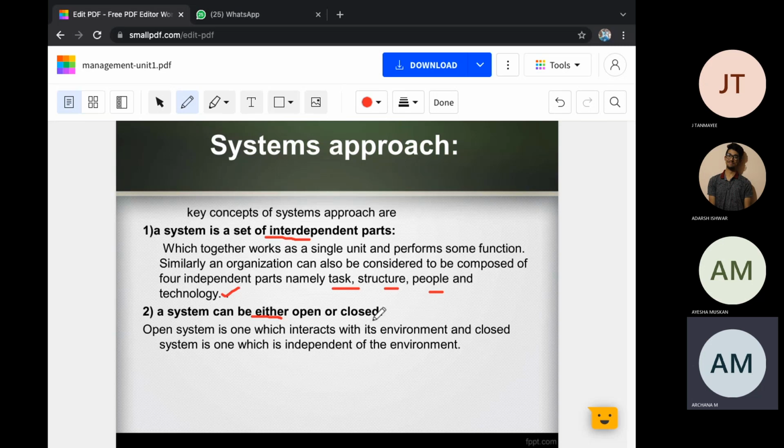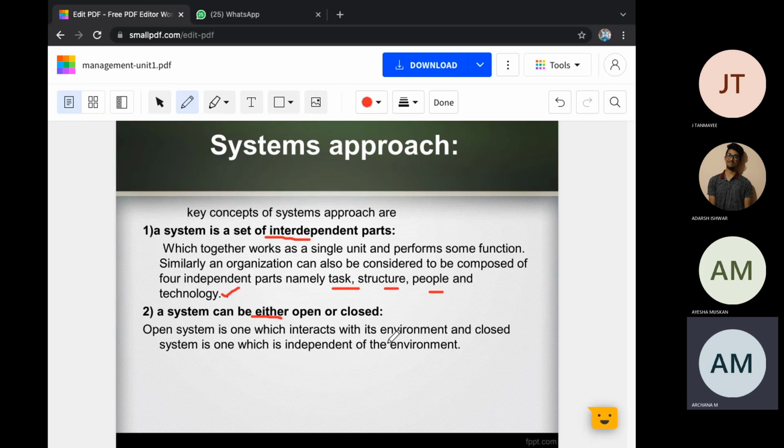Next, a system can be either open or closed. An open system is one which interacts with its environment, and a closed system is one that is independent of its environment. Nowadays, you should always be in an open environment, because whatever organization you work in, in a country or all over the world, you should always strive for the society wherever you are working. You become an engineer, and after becoming an engineer you are striving for society only, right? You become an employee of a software company, but there the software company is working for its customer. That is, they are working for society, right?